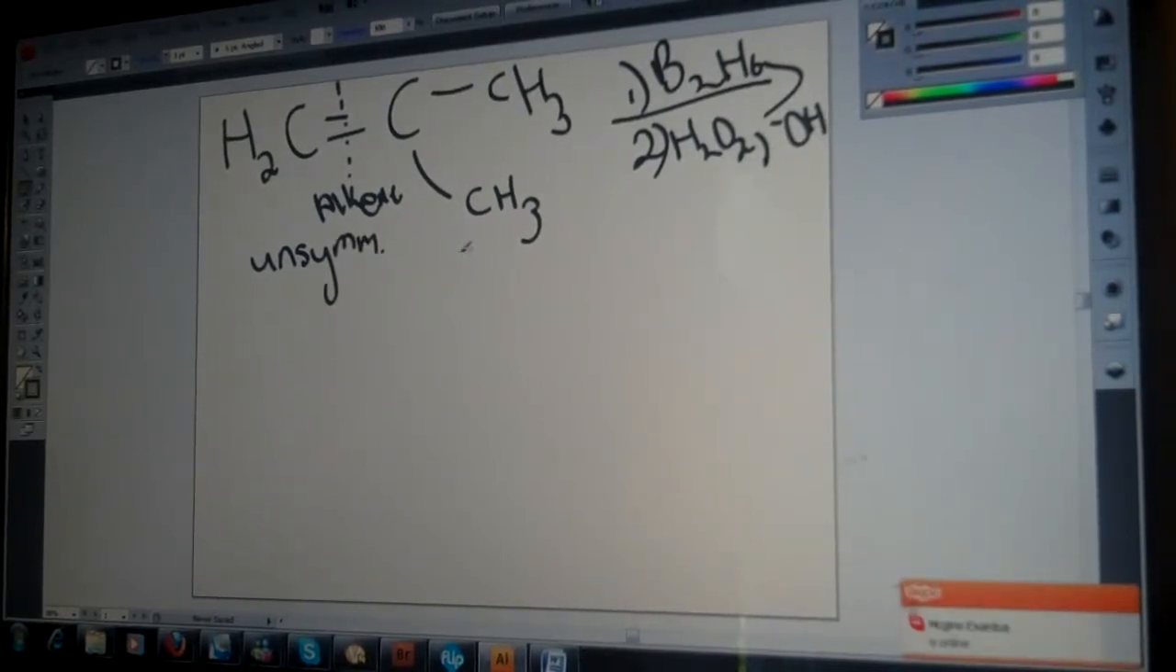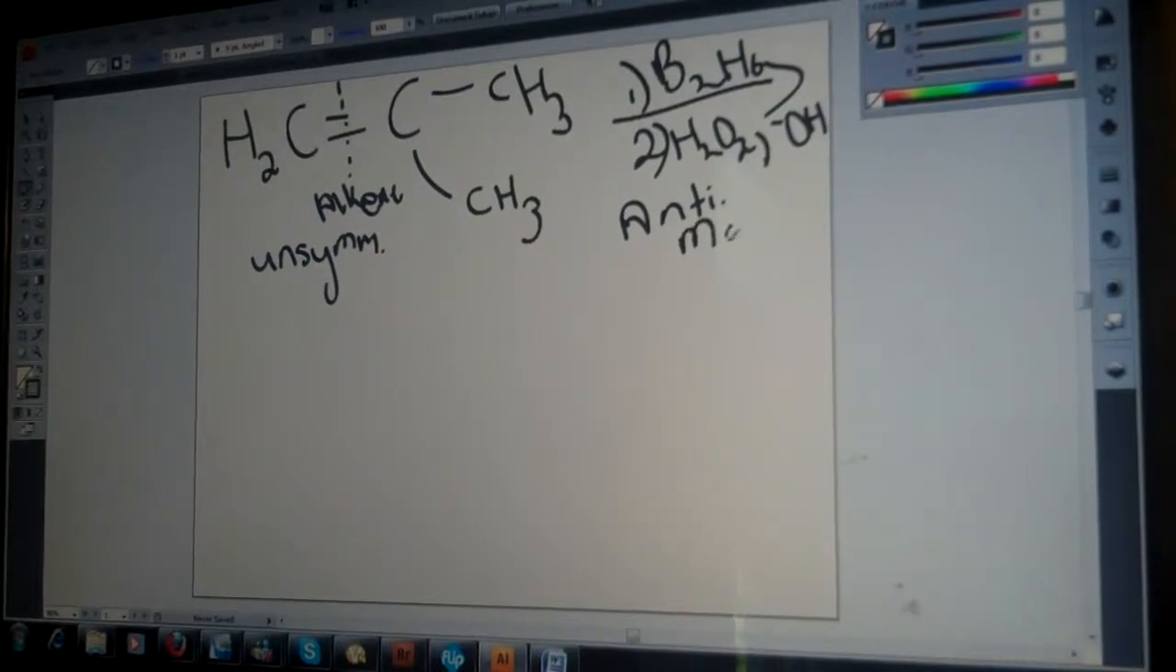So the first thing you would do, let me just put, this is an anti-Markovnikov reaction. Like someone said in the class last week, anti-Marky. So what does Markovnikov mean?